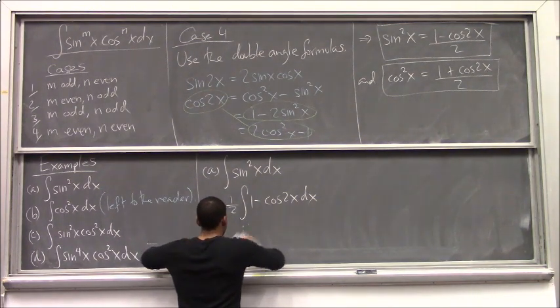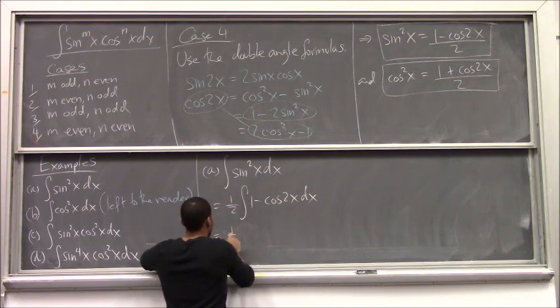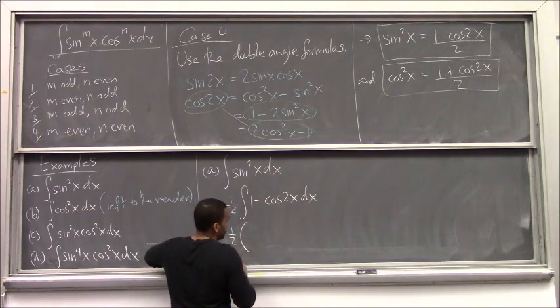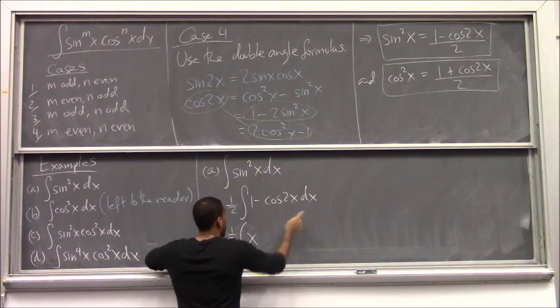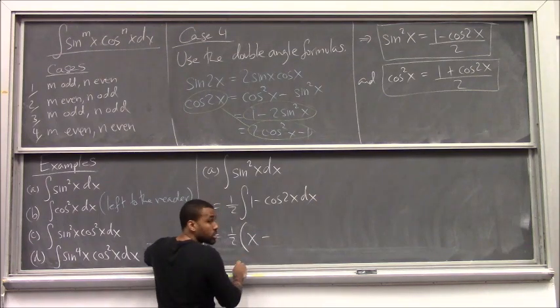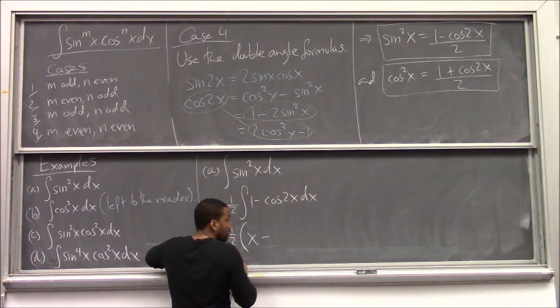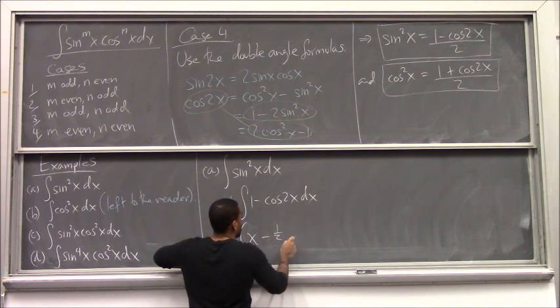And at that point, you can actually start doing integration. Integral of 1 is x, because it's dx. Integral of cosine of 2x, 1, negative 1.